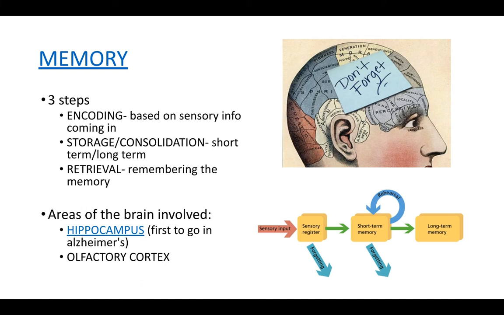The second area of the brain that is involved here in memory formation is the olfactory cortex. So again, smell as a sensory input helps us to form memories. Which is why you probably can smell something and have a very distinct memory associated with it.